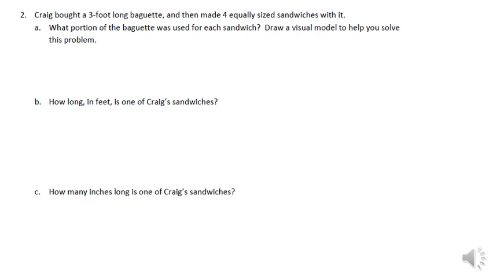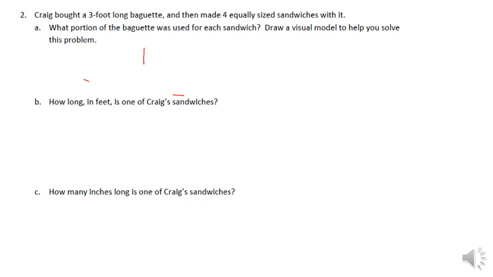Okay, next question. It says Craig bought a 3-foot long baguette. A baguette is like a long submarine sandwich type of bread. It's a little smaller though. And then he made 4 equal-sized sandwiches with it. What portion of the baguette was used for each sandwich? Draw a visual model.